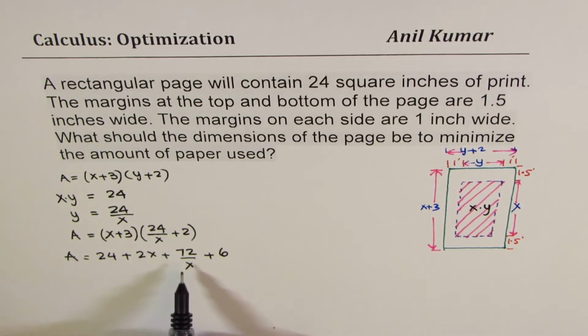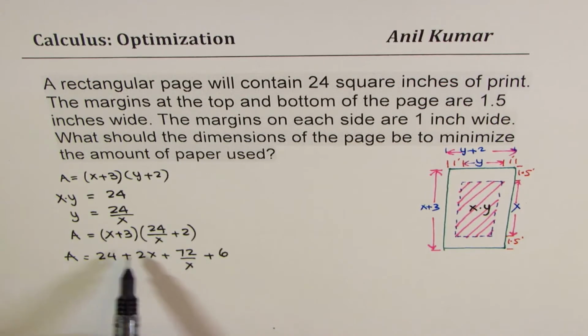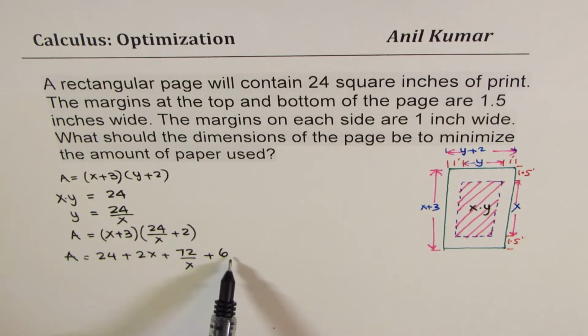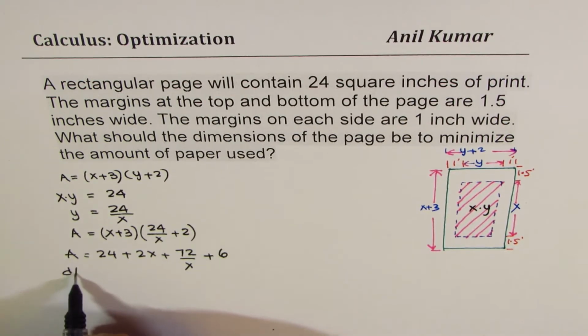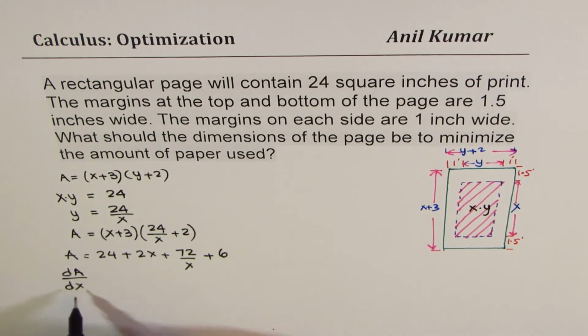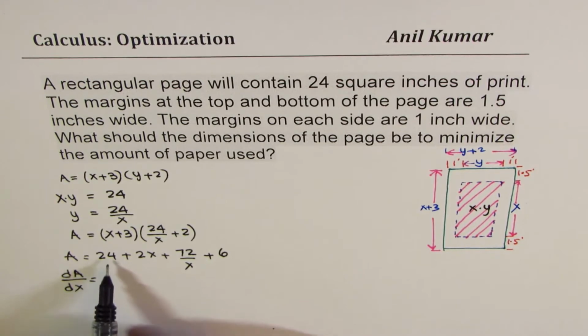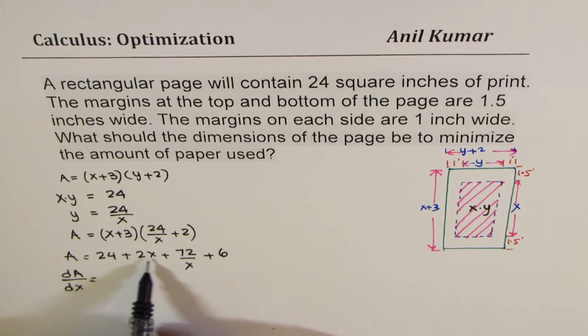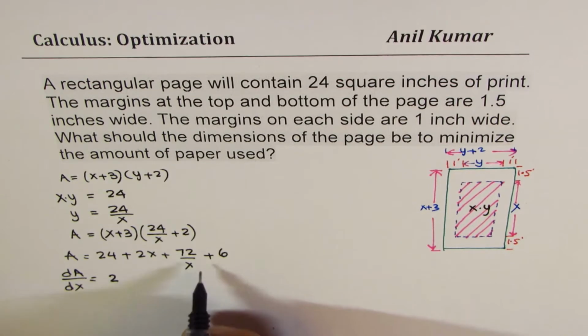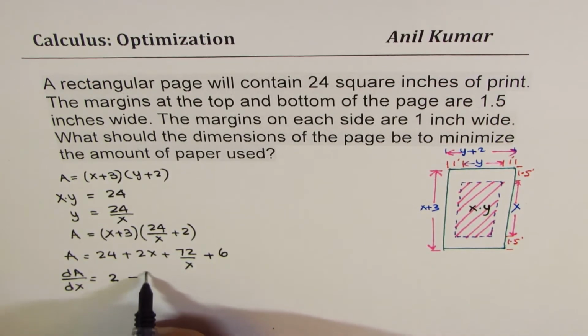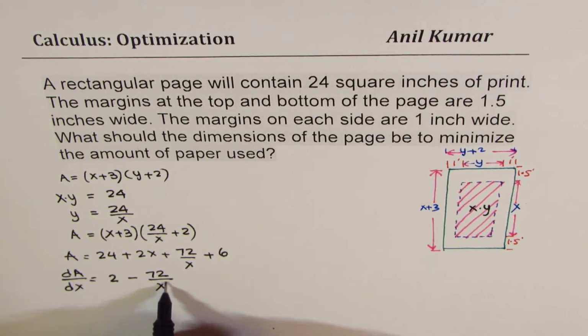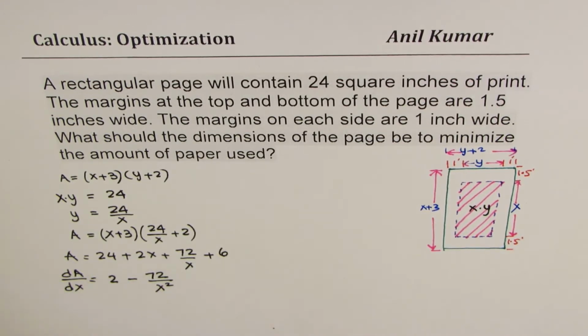Now, let us find the derivative. So 24 plus 6 is a constant. Its derivative is going to be 0. We are finding derivative with respect to x. So 0. And so the derivative of 2x is 2. And this will be minus 72 over x squared, correct? Yeah, you could actually combine. Anyway, so that becomes the derivative. And for a critical number, this should be equal to 0.